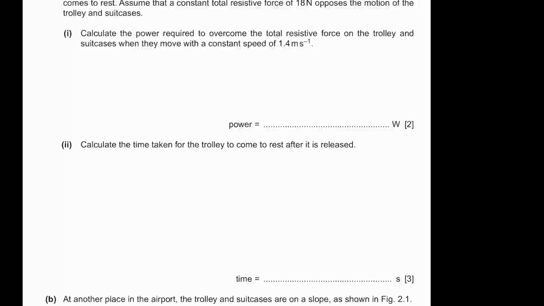So power required is equal to force required times velocity. Calculate the power required to overcome the total resistive force. So what is the resistive force? Resistive force is 18 newtons. So the power required to overcome the resistive force will be 18 times the speed, 1.4. 18 times 1.4 will be 25.2 watts.